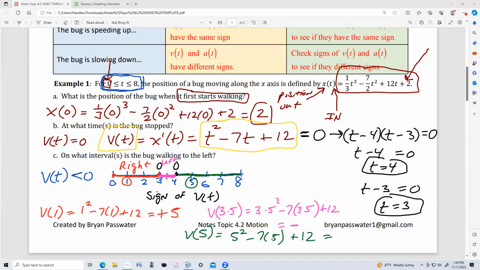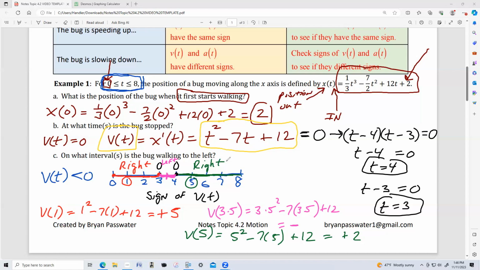7 times 5 is 35. 25 minus 35 is negative 10. Negative 10 plus 12 is positive 2. Again, I don't care about the 2 so much, but I care immensely about the positive. The positive velocity means we're moving to the right. So in this green section, the bug is moving back to the right.